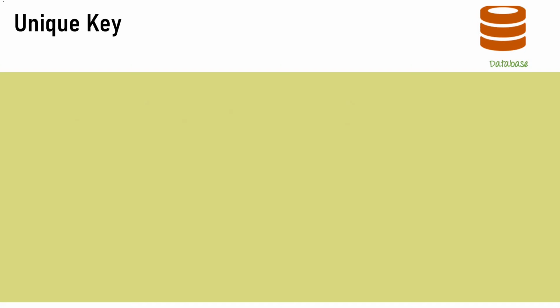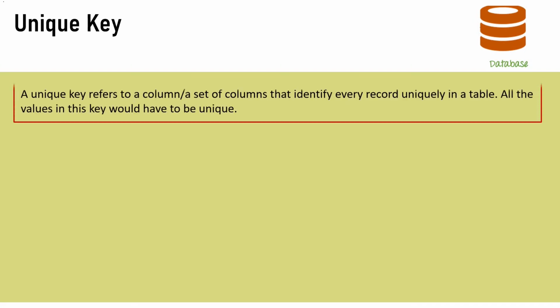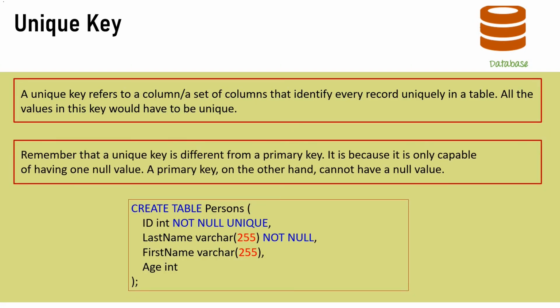Then what is unique key? Unique key is a column or set of columns which uniquely identify a row. And remember that unique key is not the same as the primary key, because primary key cannot have a null value, but unique key can have a null value. Okay? Only one null value it can take, in a unique key.